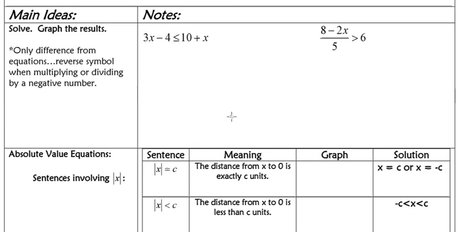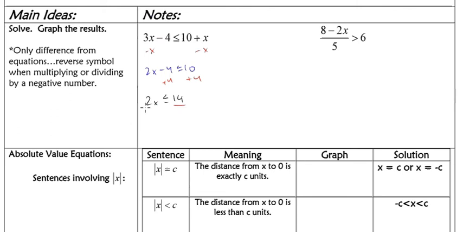All right, 3-1. Linear inequalities and absolute value. So here we are. It says solve, then graph the results. And so we got to get x by itself. Subtract x from each side. We end up with 2x minus 4 is less than or equal to 10. Let's add 4 to each side. And we end up with 2x is less than or equal to 14. And lastly, divide by 2.